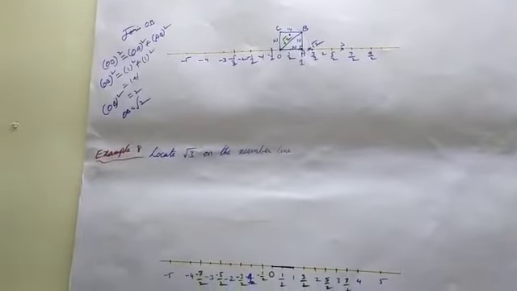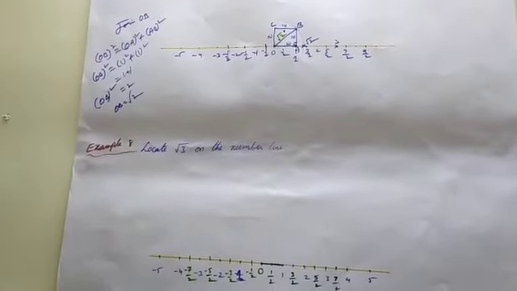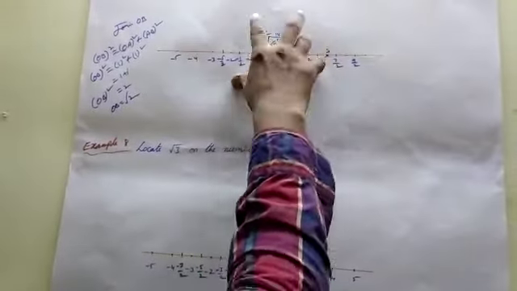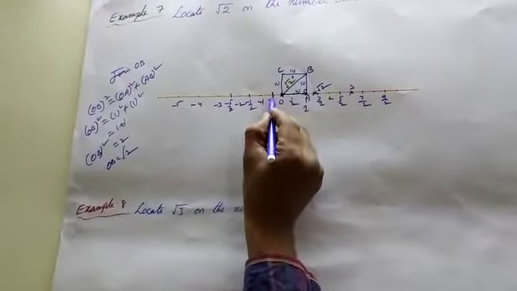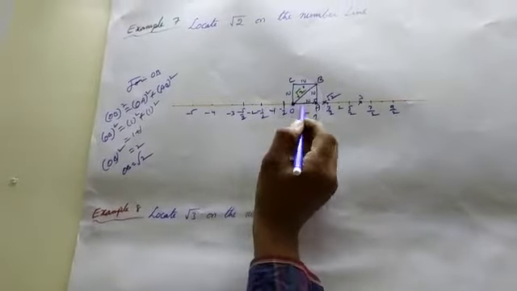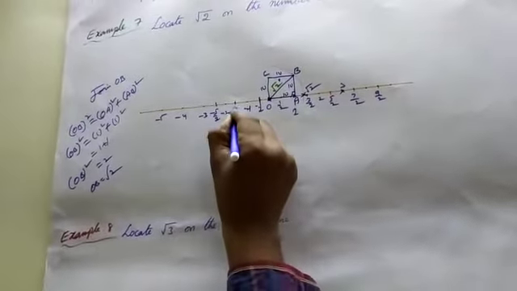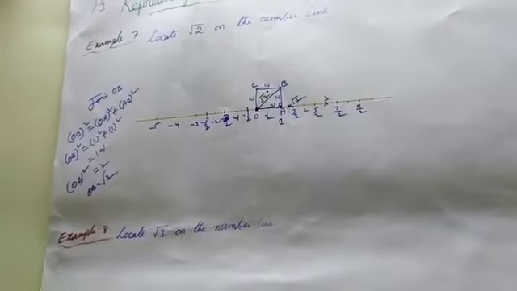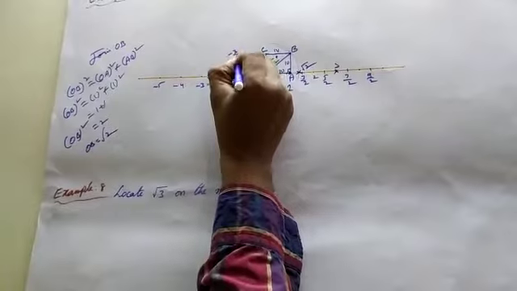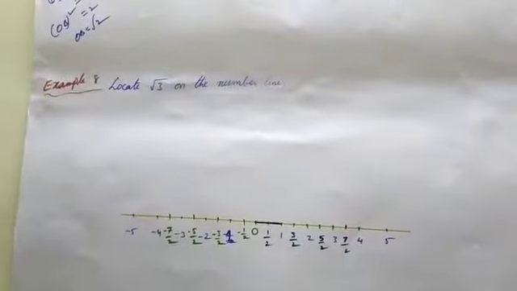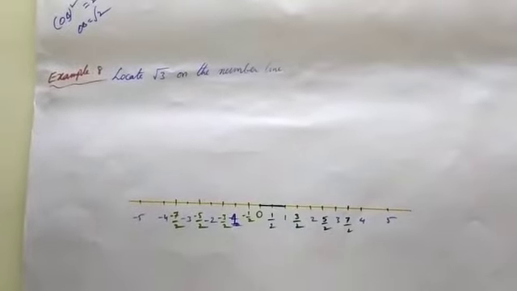Go to example 8: locate root 3 on the number line. Same process as here. Between minus 1 and minus 2 is minus 3 by 2. Locate root 3 on the number line.